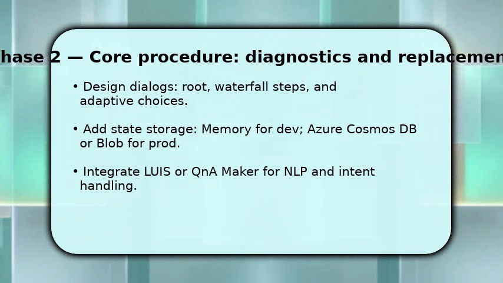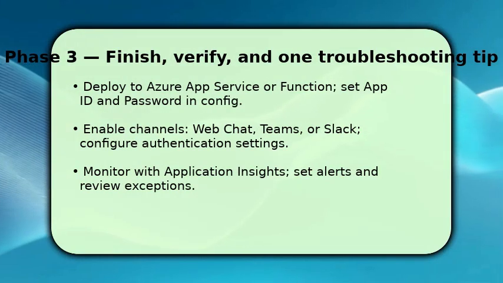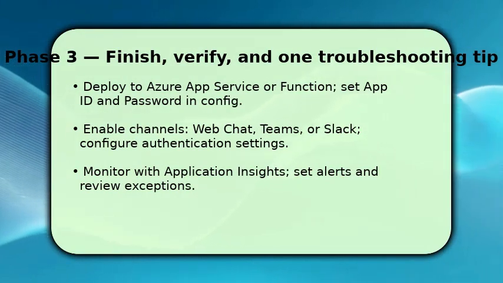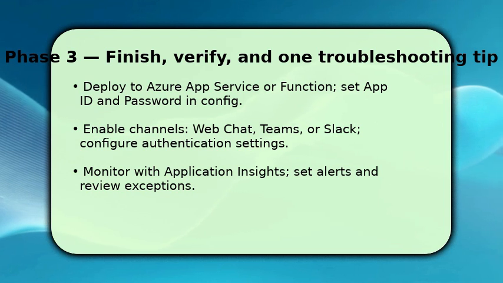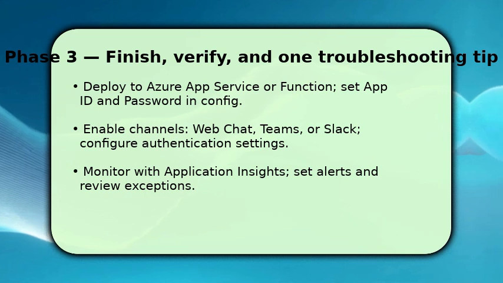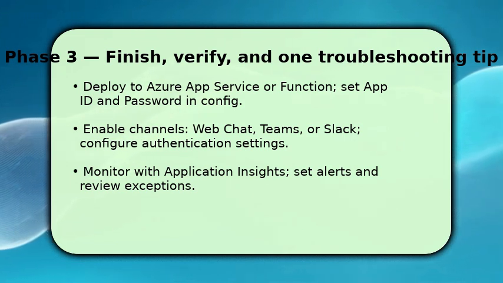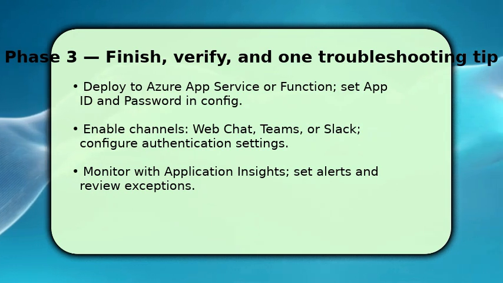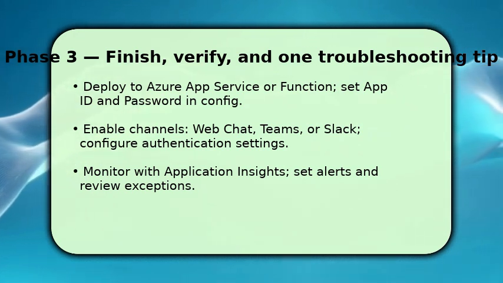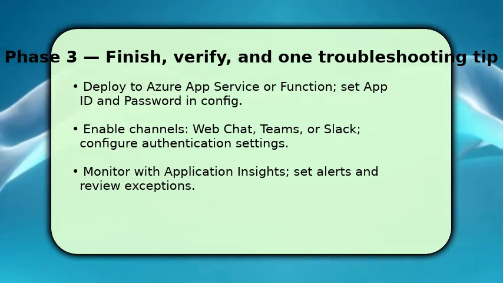You'll finish by deploying the bot and validating end-to-end connectivity. Publish your app to Azure App Service or Functions, update application settings with the app ID and password, and enable channels like Web Chat or Teams. Configure authentication for connectors and test on each channel. Monitor telemetry with Application Insights to track requests and exceptions, then set alerts. If messages fail, check the messaging endpoint, validate the app ID and password, and use the Bot Framework Emulator and logs as your first step.